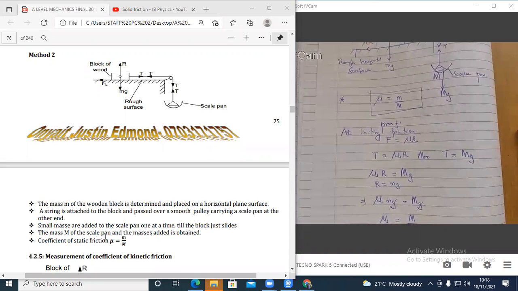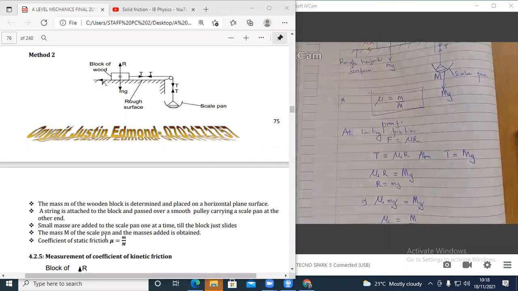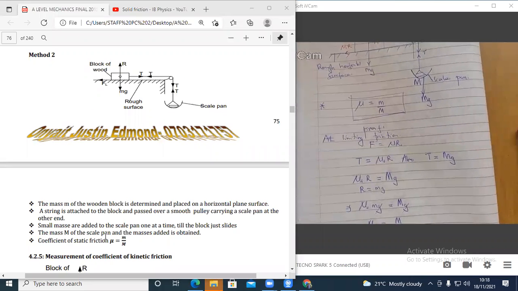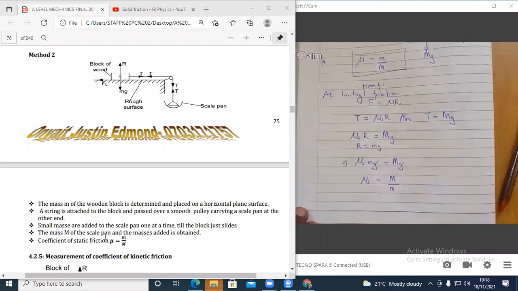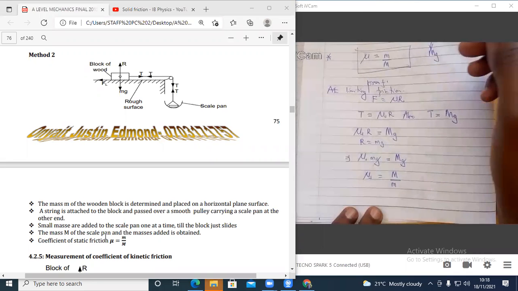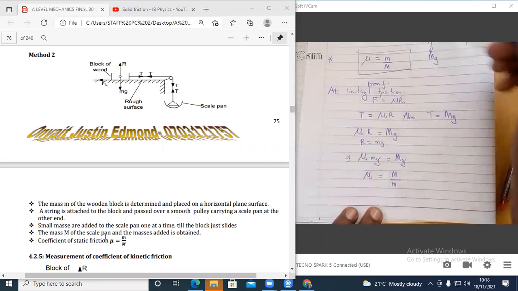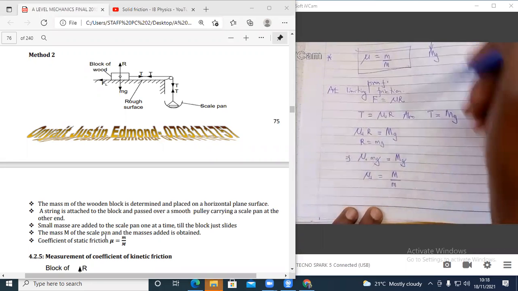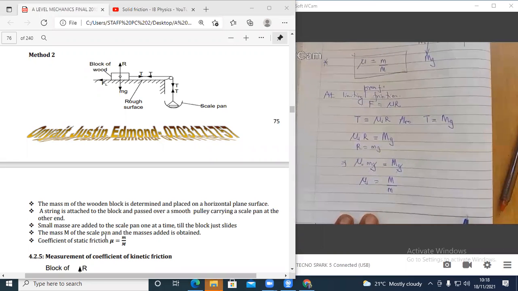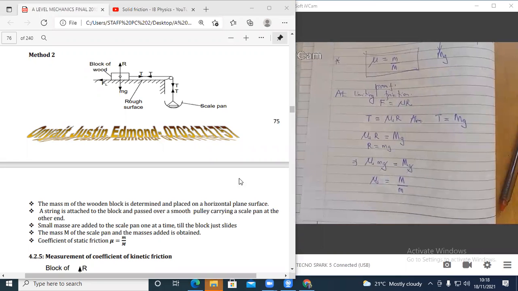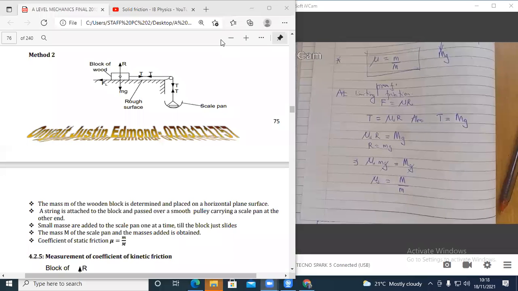It should be capital M over small m. They have reversed it. Yes, it should be capital M over small m. So that's how this came about. It's the mass of this over the mass of the block. Are we together, members? Sandra? Yes, teacher.